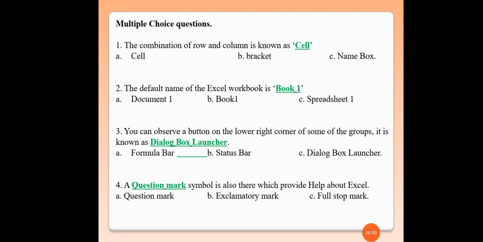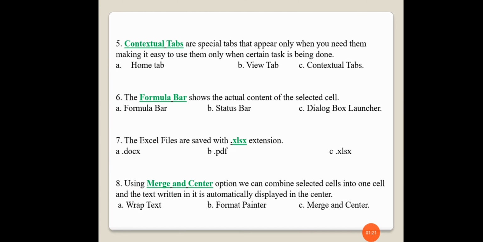Third one, you can observe a button on the lower right corner of some of the groups. It is known as dash. Options A formula bar, B status bar, C dialog box launcher. So answer is dialog box launcher. Fourth one, a dash symbol is also there which provides help about Excel. Options are A question mark, B exclamation mark, C full stop mark. So answer is question mark.